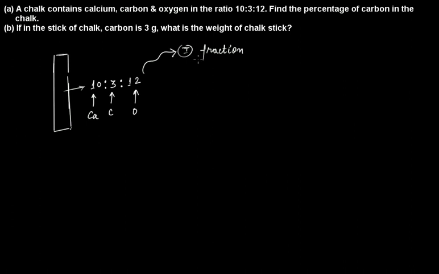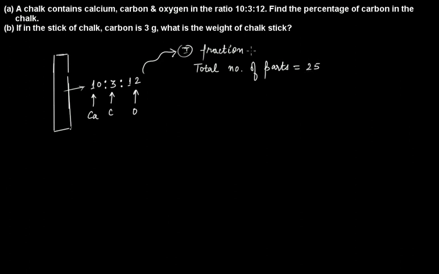So for that, total number of parts. And what is the total number of parts? You add these three: 10 plus 3 plus 12. 10 plus 3 is 13, and then plus 12 means 25. So total parts is 25.